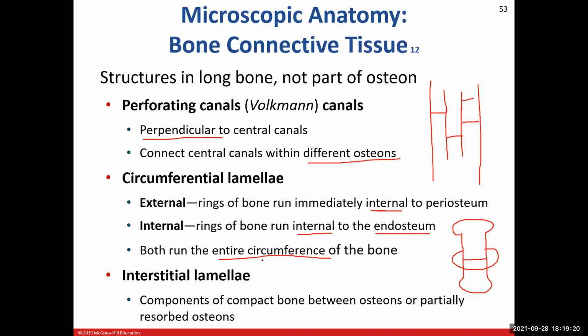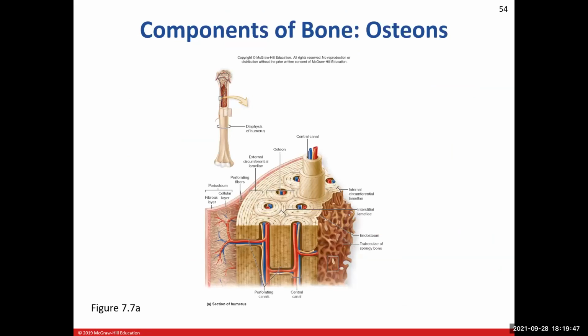These interstitial lamellae are incomplete looking lamellae because a lot of times, and it really depends on the history of the bone, we're going to see in between some of the osteons partially existing osteons. And all that has to do with bone growth, formation, and resorption. So let's zoom in here and take a peek.